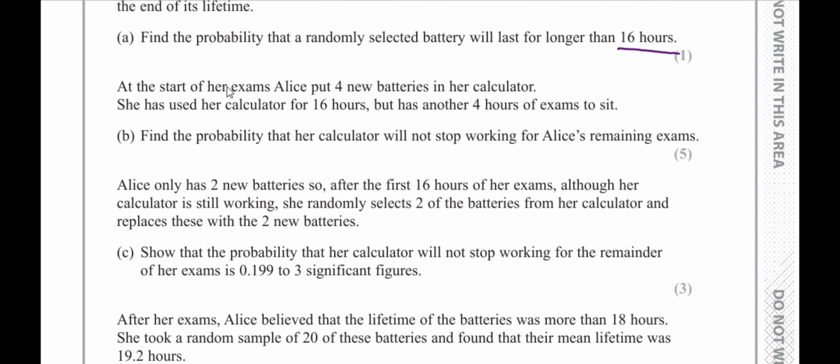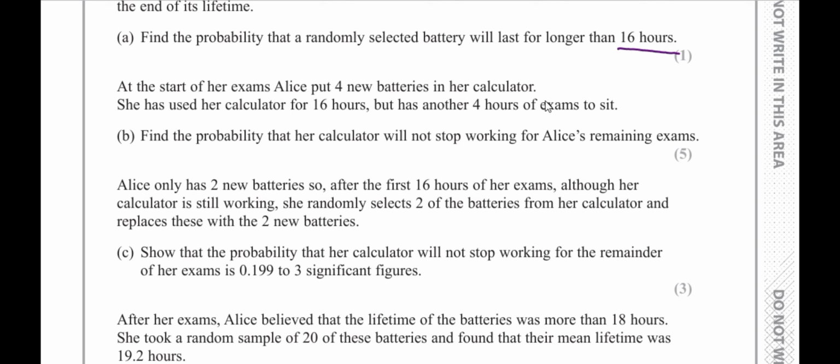Part B. At the start of her exams, Alice put 4 new batteries in her calculator. She has used her calculator for 16 hours already, but has another 4 hours of exams to sit. Find the probability that her calculator will not stop working for Alice's remaining exams.